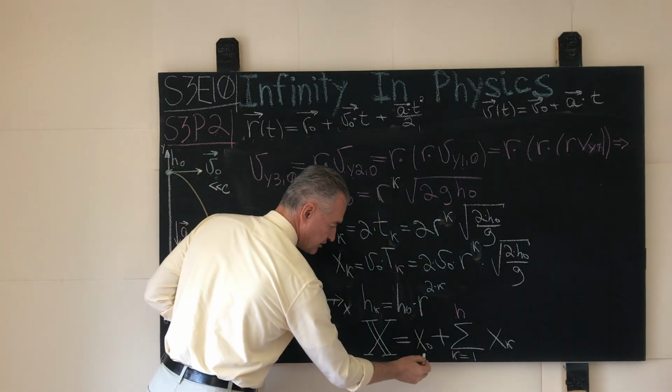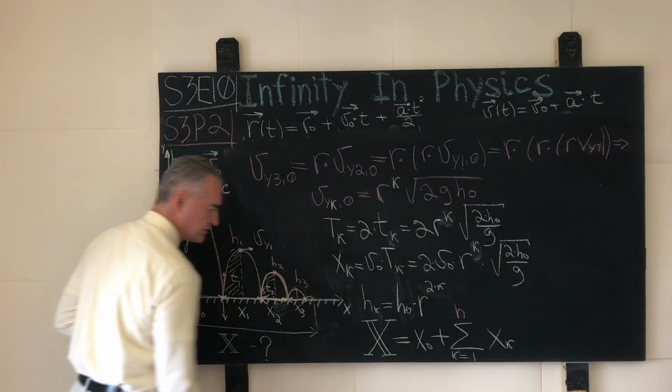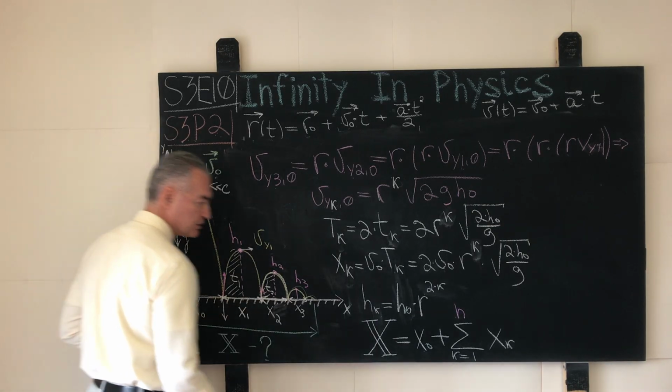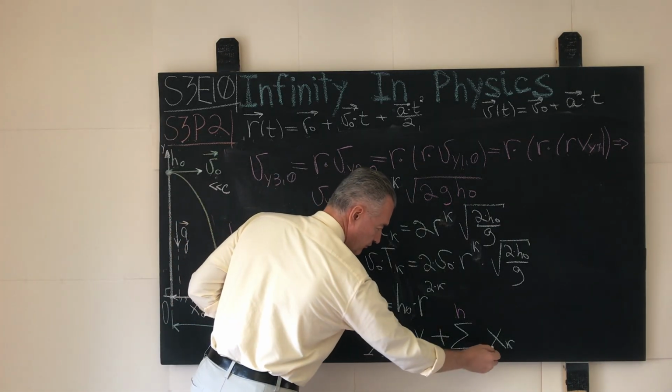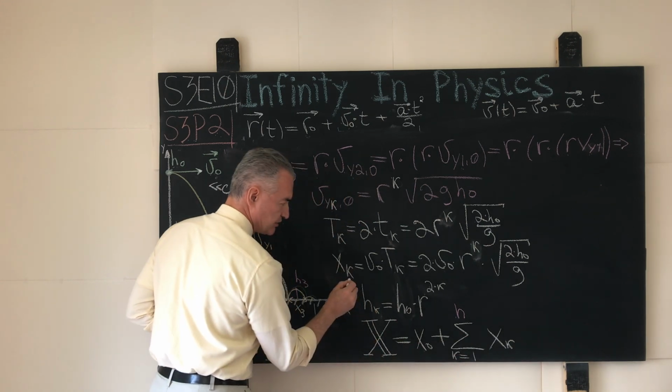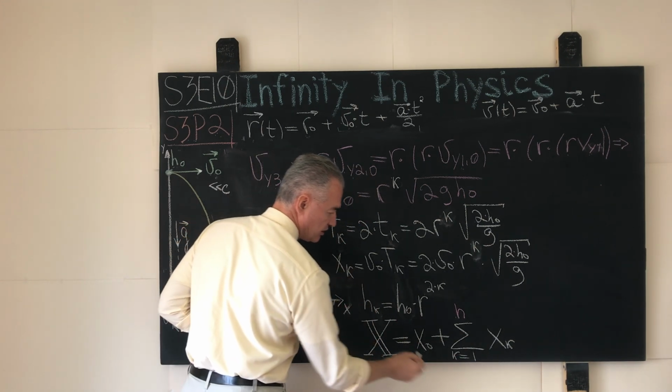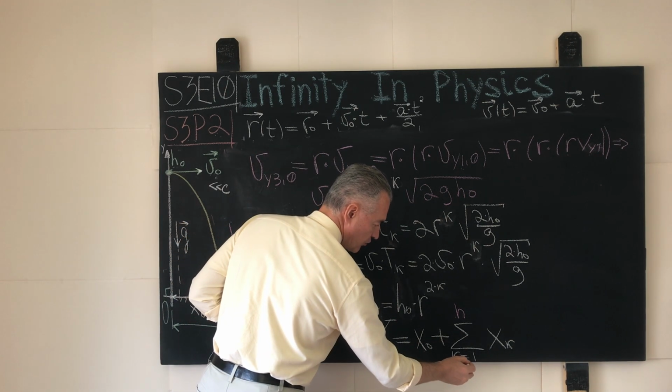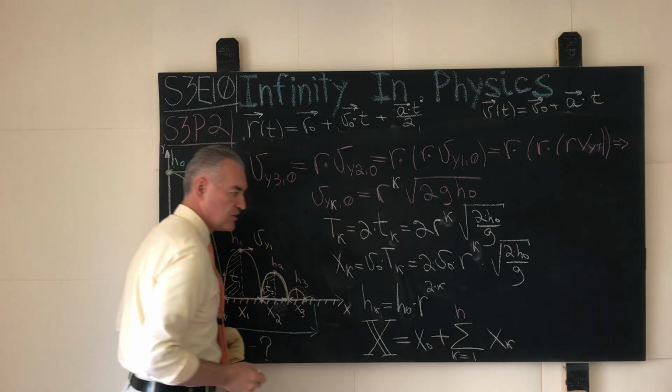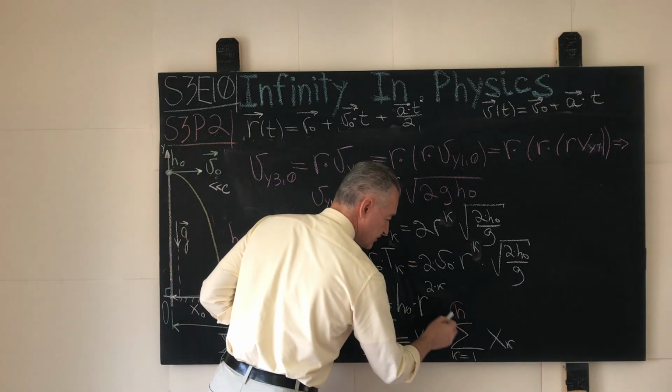will be represented as what? The initial horizontal displacement x0 plus the sum of the horizontal displacements xk, these guys right here, where the k runs from 1 to n. And the interesting question is, what is n?